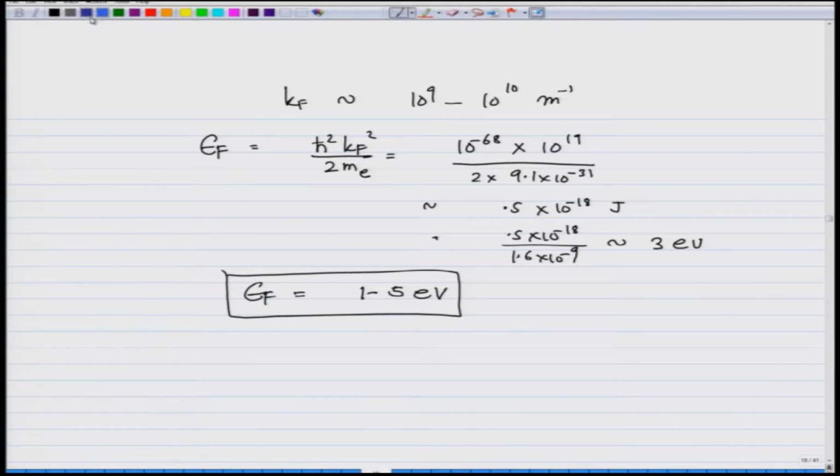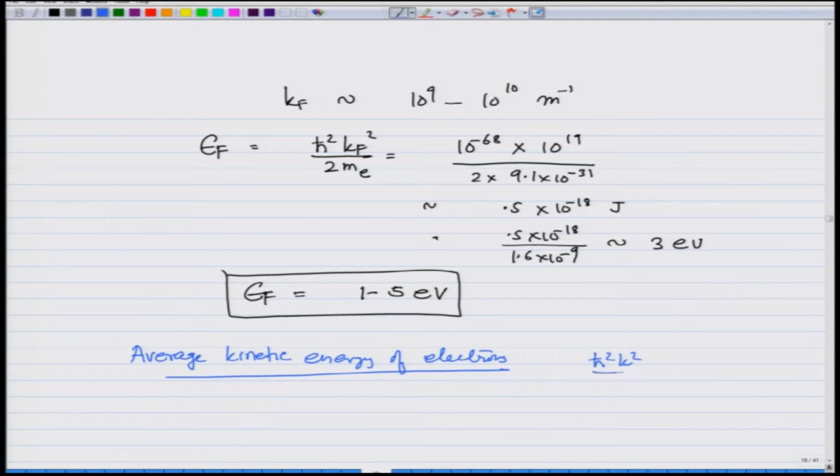Another quantity which is of interest is the average kinetic energy of electrons. So, energy of electrons is h cross square k square over 2m, and so it varies from 0 electron volts to 5 or 6 electron volts, the highest being the Fermi energy.